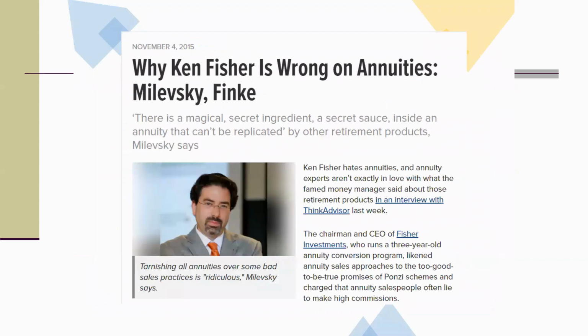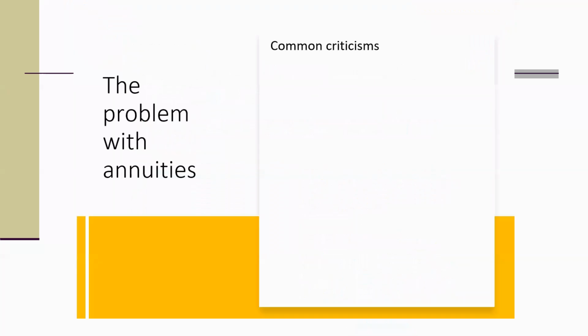Ken Fisher also has his critics, and Moshe Milevsky is another one of the thought leaders in our industry. He is a professor of finance at York University in Toronto, and I think he offers a more balanced view of what these products can do. What he suggests is there is an ingredient inside of annuity products that cannot be replicated by any other retirement product, other than Social Security.